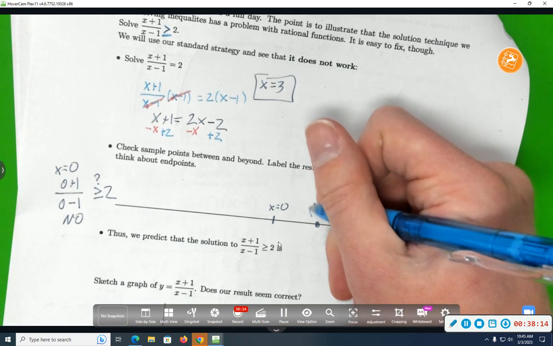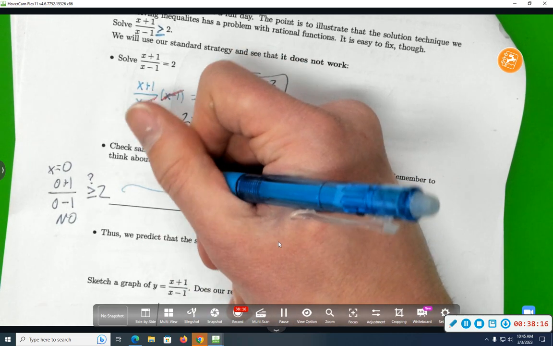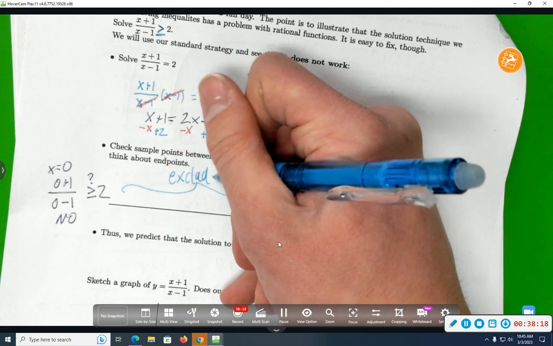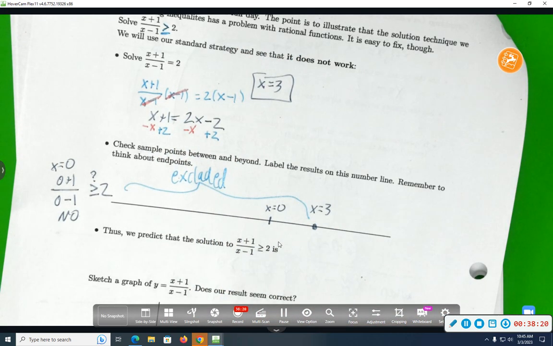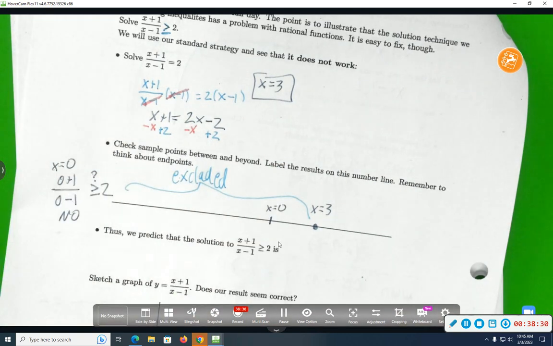0 isn't included, so none of these can be included. And I'm going to remark that there's a mistake in what I just did. And we'll see the mistake soon. What's a sample point bigger than 3? 4. When you plug in 4, what do you get?